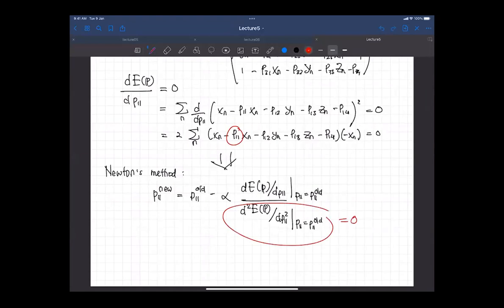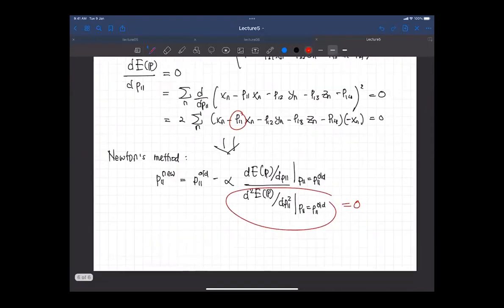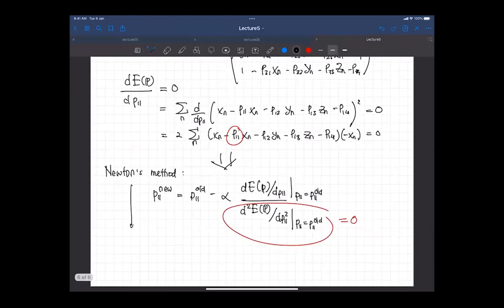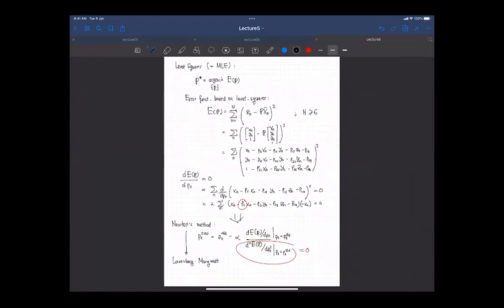So to prevent this from happening, there is an improvement for Newton methods, an extension actually from Newton method, which is called Levenberg-Marquardt. But I will not teach you further about Levenberg-Marquardt. It basically tries to solve this zero problem for the second derivative. Right. Any questions so far here?